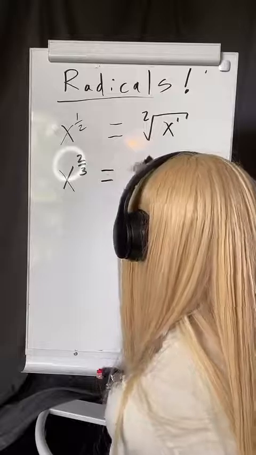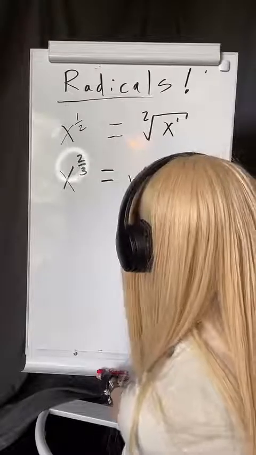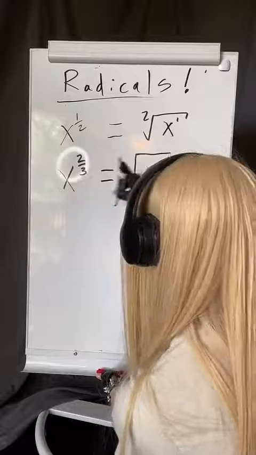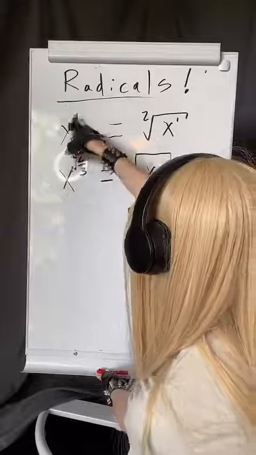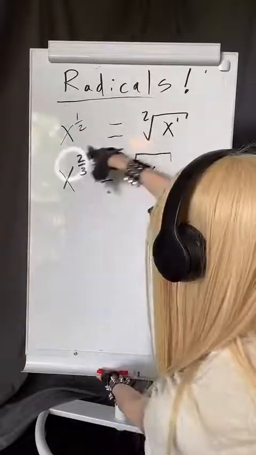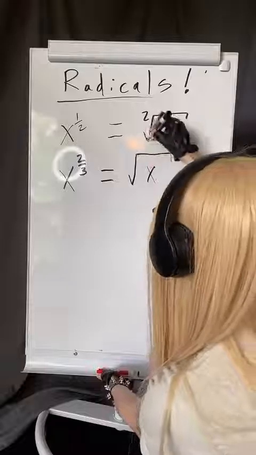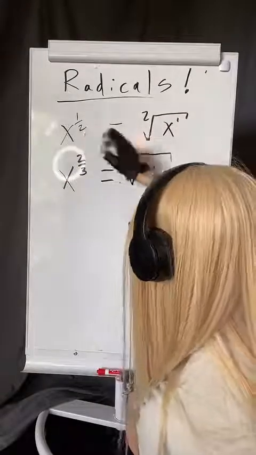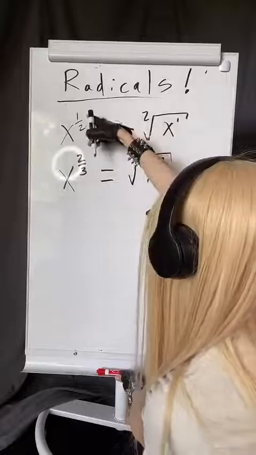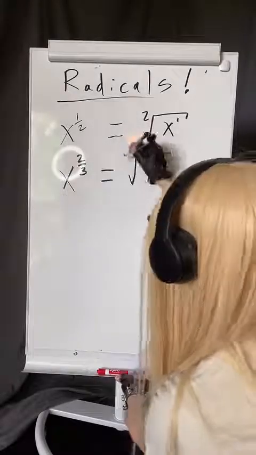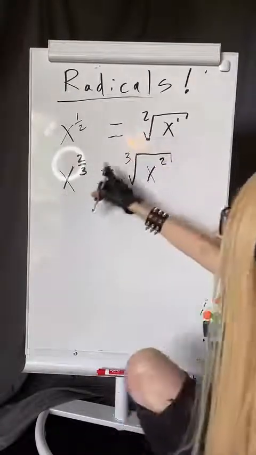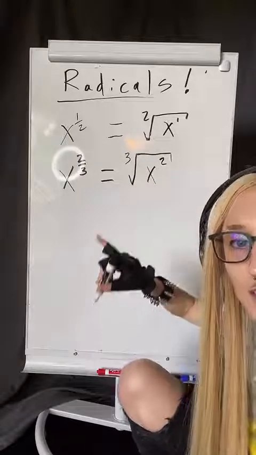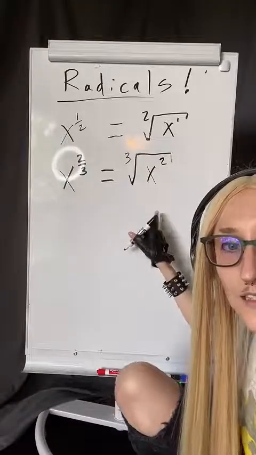So another way of writing this: I'm going to put my x there, my 2, right? We're just following the blueprint up here. Oh, I erased it. The 2 is going to go here, like the 1 went here. And the 3 is going to go on the outside. The denominator goes on the outside. The numerator goes on the inside. This is just another way of writing it.